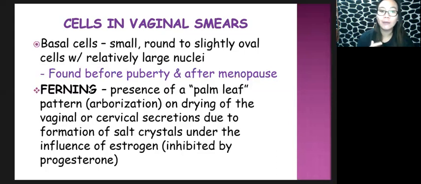Okay, so I repeat, your ferning is promoted by your estrogen. In contrast, ferning is inhibited by your progesterone. So say for example the predominant hormone present in the female is estrogen, then you should be able to see ferning. If the predominant hormone present in your female patient is progesterone, then you should not see ferning. Okay.